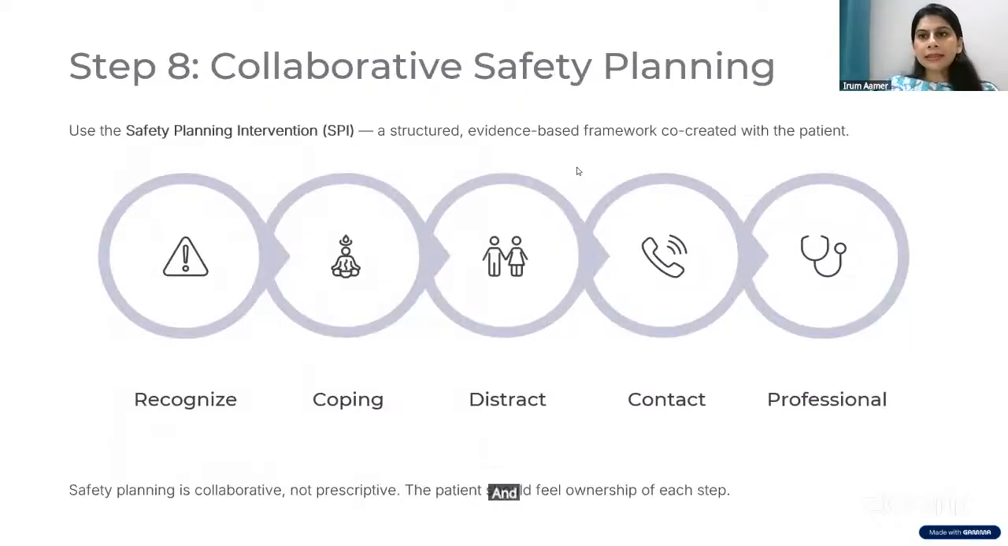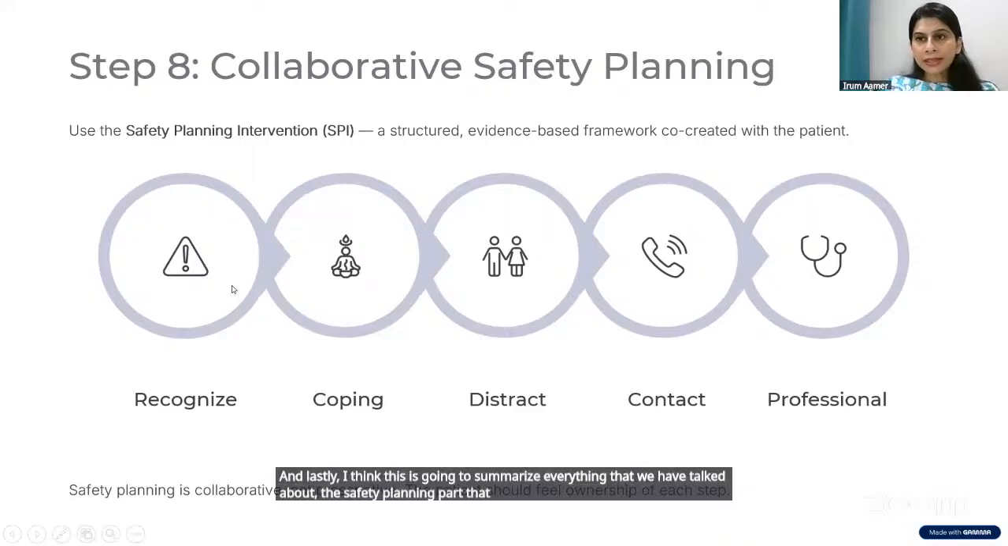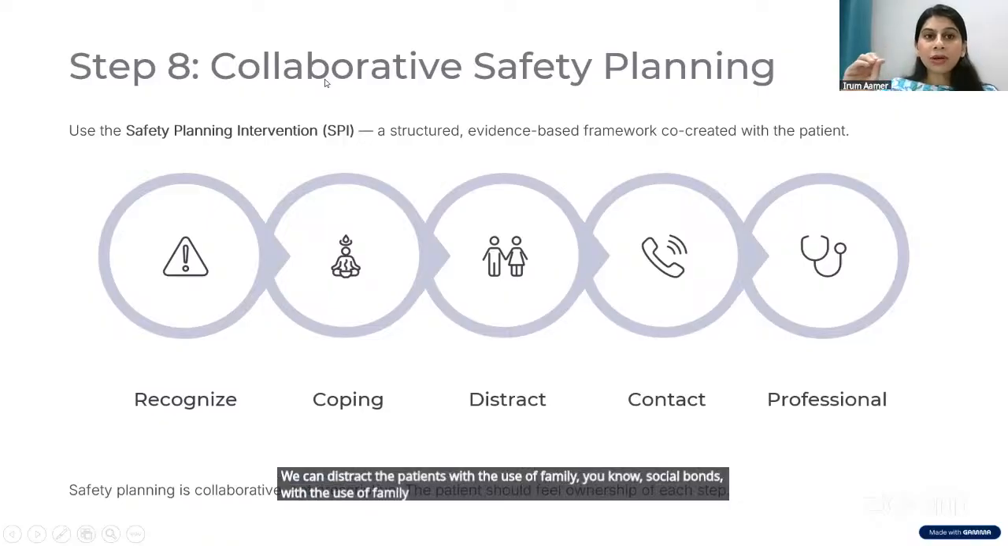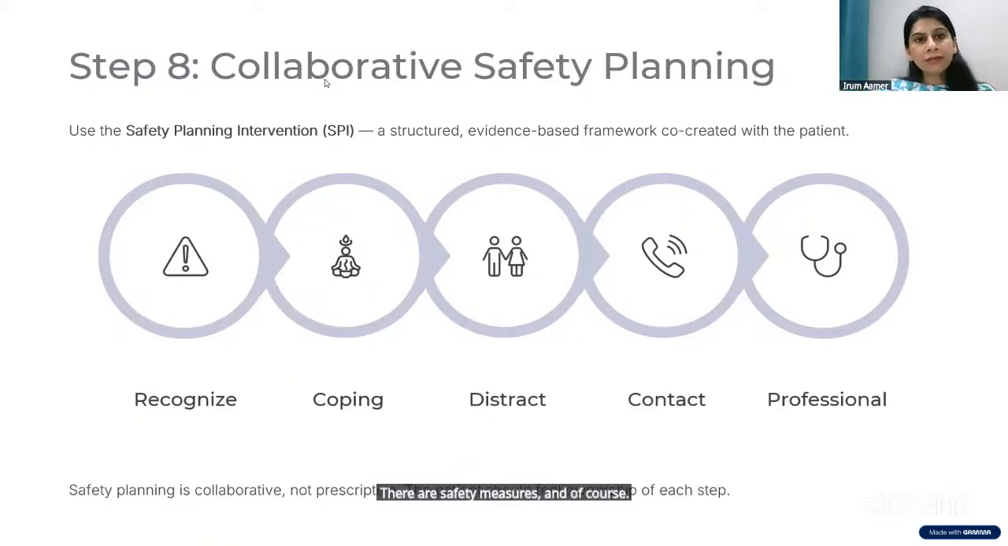And lastly, I think this is going to summarize everything that we have talked about, the safety planning part. We need to recognize early by assessment, by talking to the patient. We need to understand what their coping strategies are. We need to help them cope with the communication by de-escalating techniques. We can distract the patients with the use of family, social bonds, with the use of family members. We can develop a contact with the therapist. We can reconnect them with the family. We can provide them emergency hotline numbers so that whenever they're having such a thought, there are safety measures. And of course, it's important to connect them with a professional.